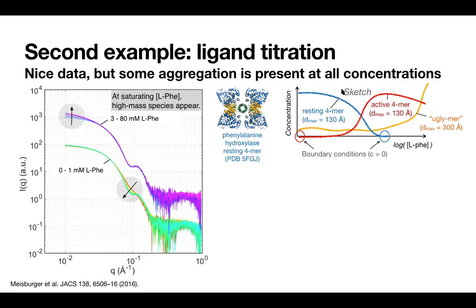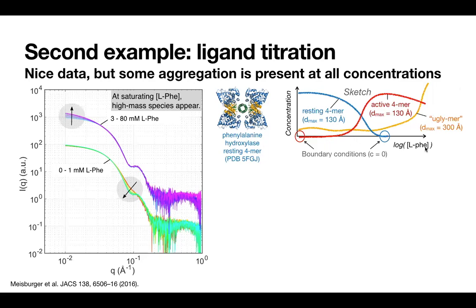So the way we set up this model is to impose some boundary conditions. Here I'm going to force the concentration of the active tetramer to be 0 at 0 phenylalanine, which we knew was roughly true. And then we'll force the concentration of this resting tetramer to go to 0 at high phenylalanine, so above the physiological range where this enzyme is fully active. And then we won't restrain this uglymer at all.